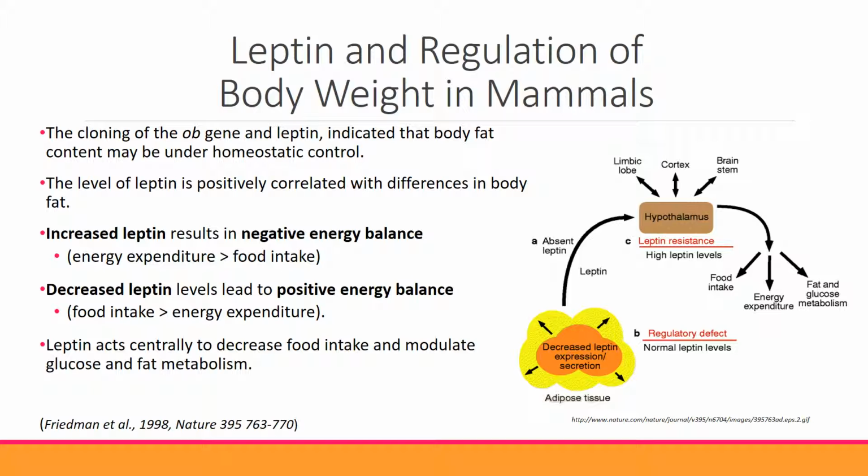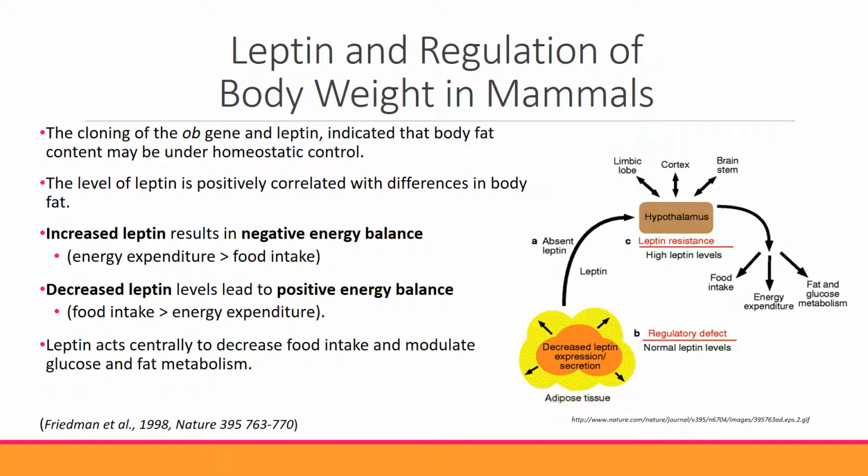Leptin and the regulation of body weight in mammals was looked at by Friedman et al. in the journal Nature. The cloning of the obese gene and leptin indicated that body fat content may be under homeostatic control, and the level of leptin is positively correlated with differences in body fat. Increased leptin results in negative energy balance, so energy expenditure is greater than food intake. Decreased leptin levels lead to a positive energy balance, where food intake is greater than energy expenditure. Also, leptin acts centrally to decrease food intake and modulate glucose and fat metabolism.